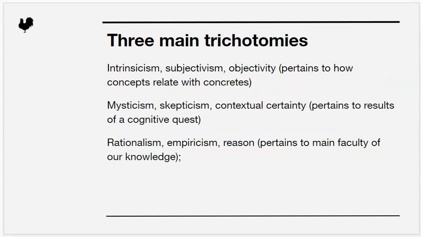So there's three main trichotomies. I already discussed a few of them: intrinsicism, subjectivism, and objectivity. This pertains to how concepts relate with concretes. Mysticism, skepticism, and certainty, or contextual certainty, pertains to results of cognitive quests. And then there's rationalism, empiricism, and reason, pertains to the main faculty of knowledge.